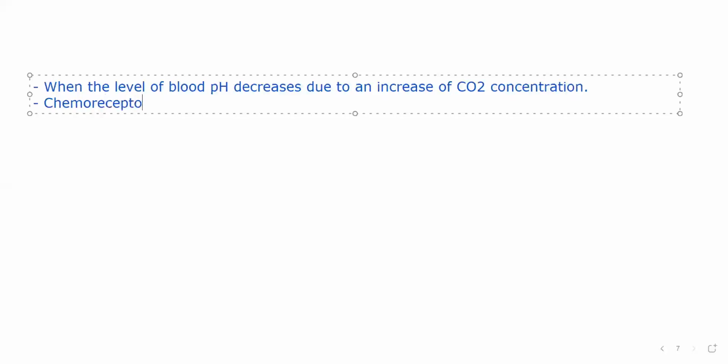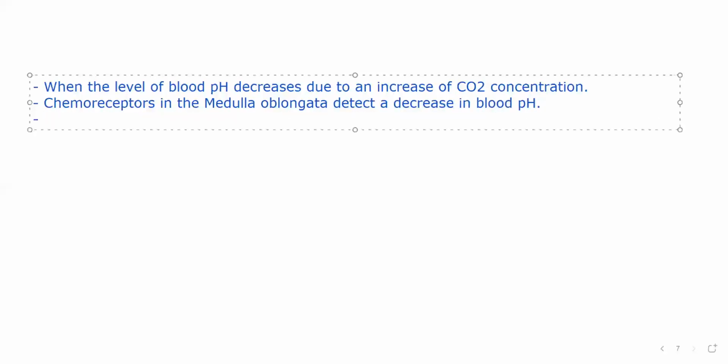Chemoreceptors in the medulla oblongata detect a decrease in blood pH. So you should know at this point, decrease in blood pH means increased acidity. This is the effect of our hydrogen ions. Next.